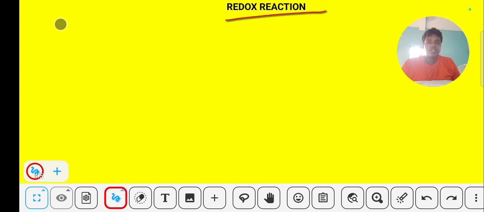So let me start with oxidation number or oxidation state. As you know that there are two types of compound we have learned in 9th and 10th class: ionic or covalent compound. In ionic compound it is simple. For example, ionic compounds are those which are formed by donating electron or getting electron.